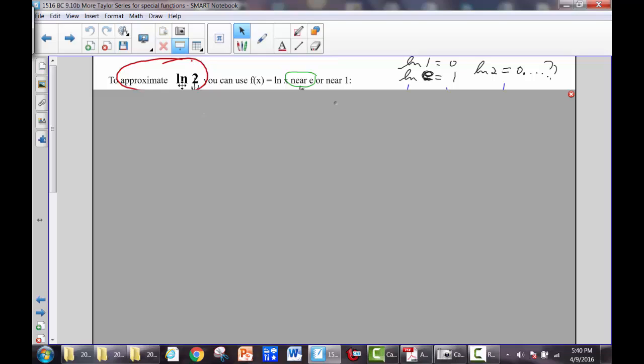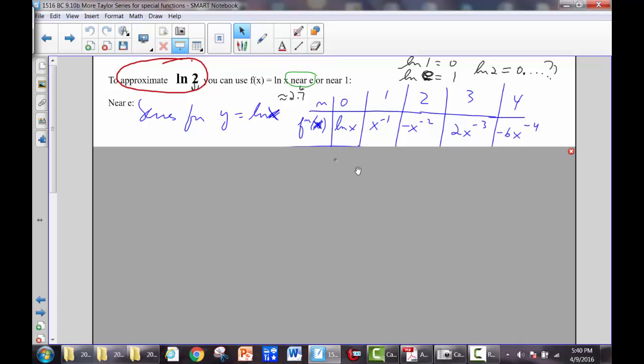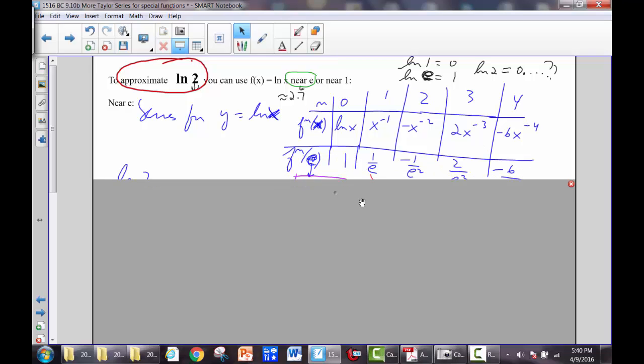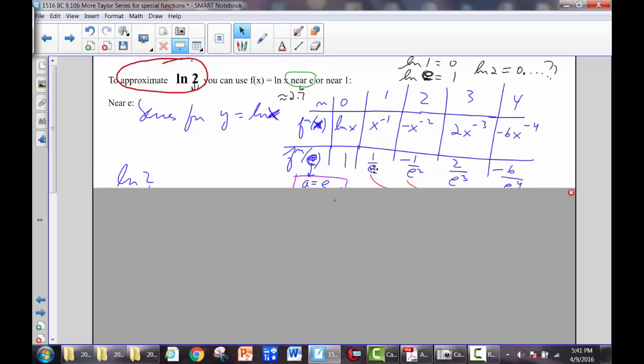Okay, so to approximate ln 2, if they don't tell you which Taylor polynomial or which Taylor series to use, you could either use ln x near e, because e is about 2.7, or you could do it near 1. 2.7 would be better because it's closer. So if you do it near e, your original function is ln x, take the derivative, 1 over x, take the derivative, etc. Now you're plugging in e, your a is e, ln e is 1, e to the negative 1, etc.